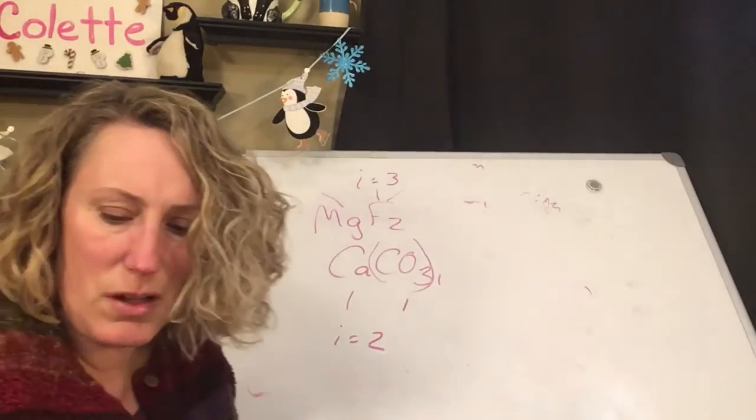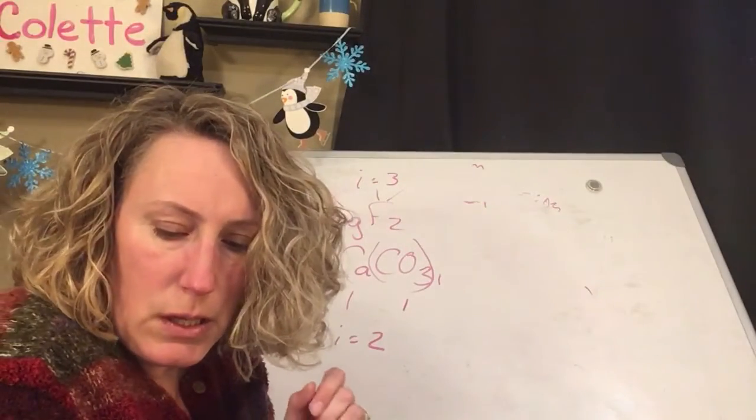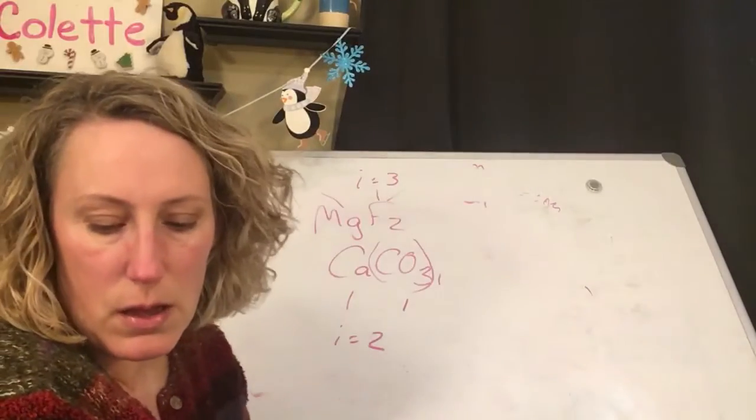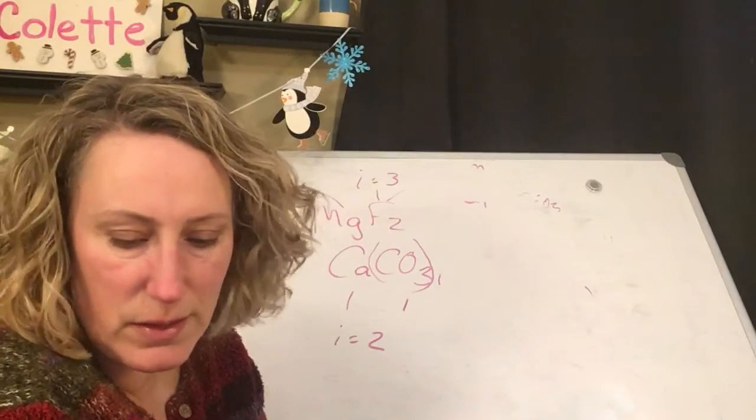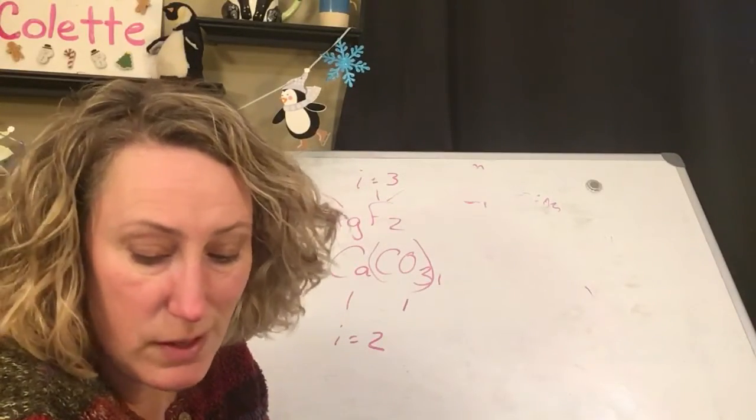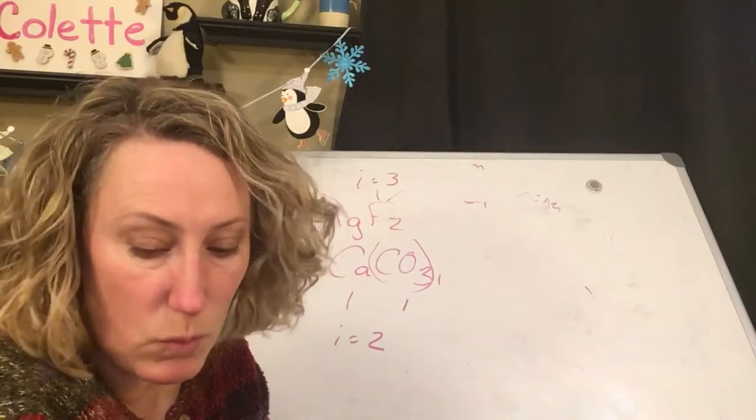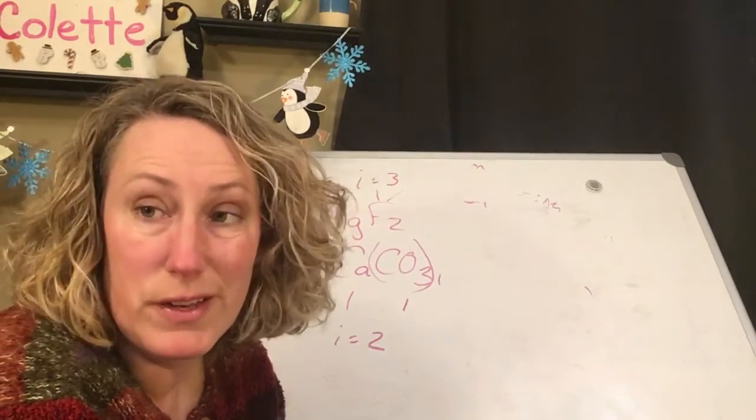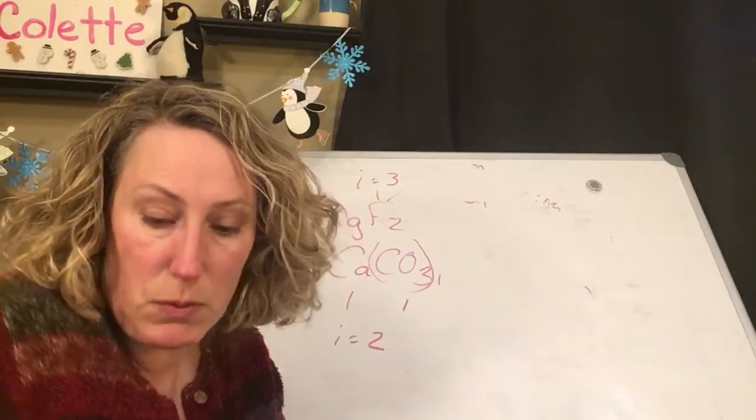Those are pretty much all you have to do. Remember, if you have anything that starts with carbon, C12, C2, C1, anything that starts with carbon is a covalent compound. The i is going to be 1.